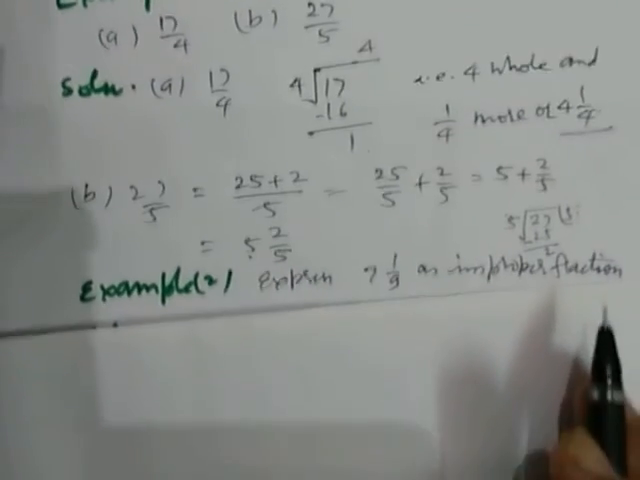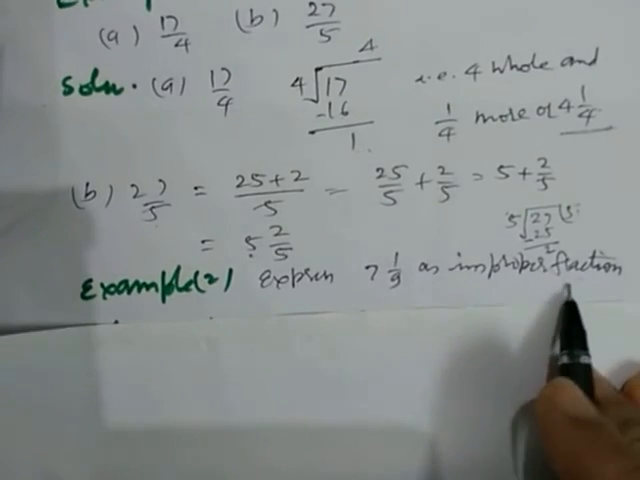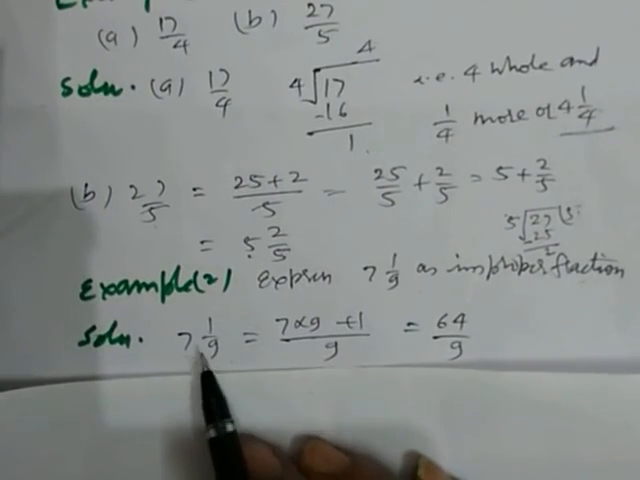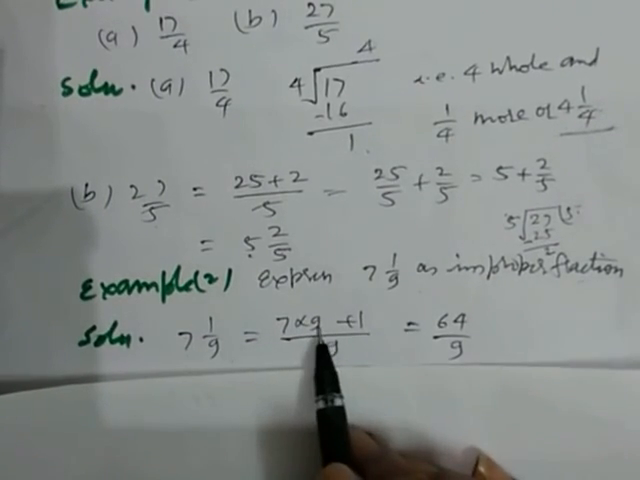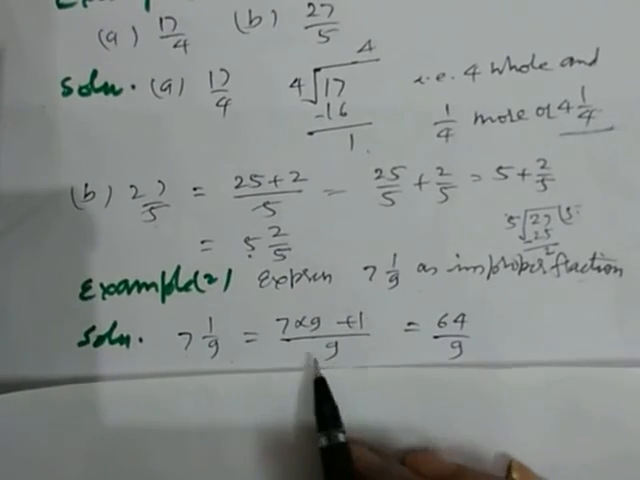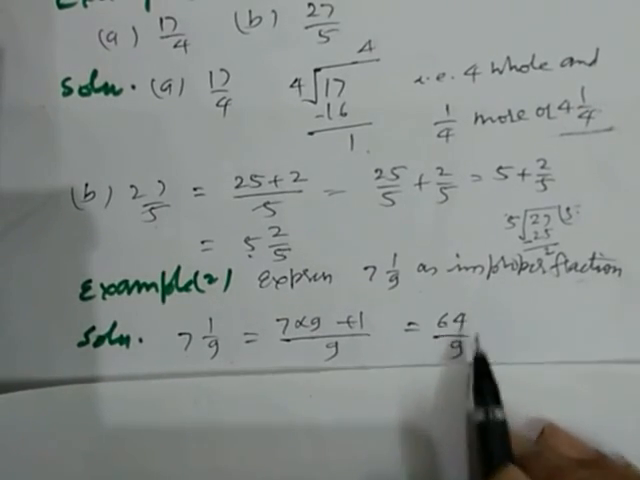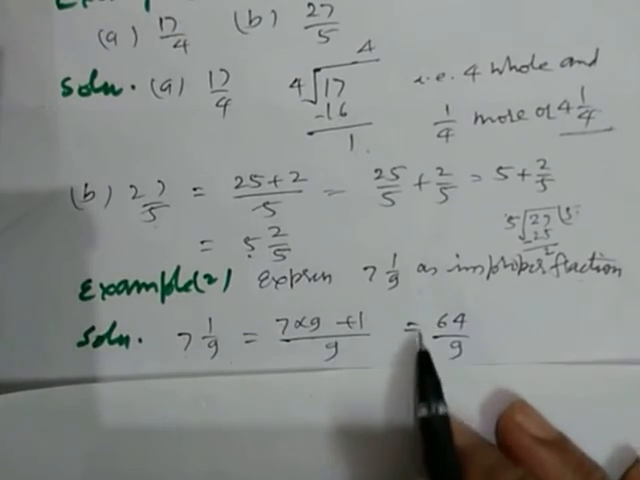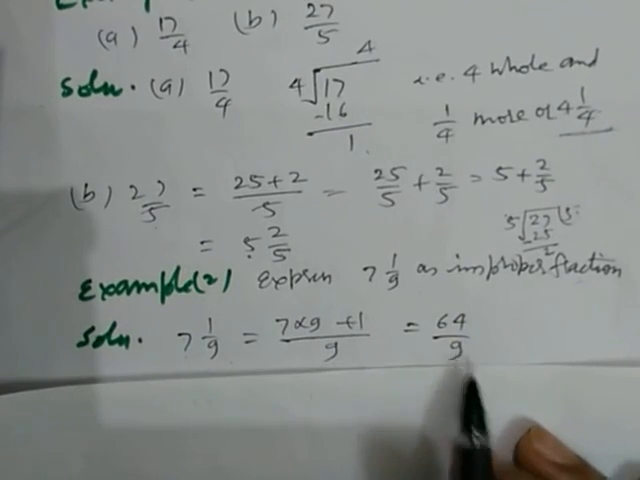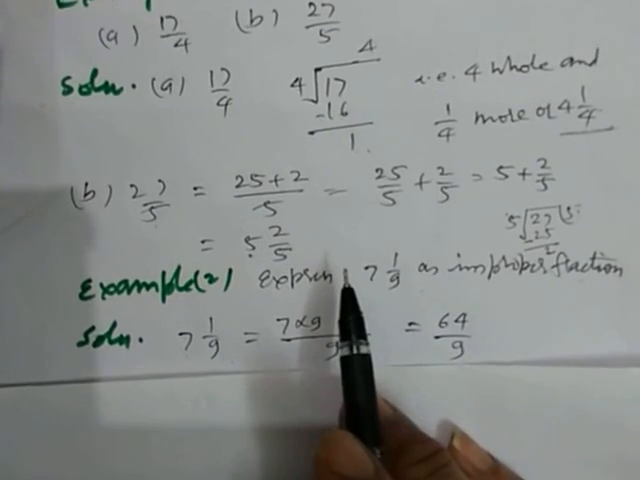Now this is the second example. Express 7 and 1 by 9 as an improper fraction. Okay. Now we take 7 and 1 by 9. What is the meaning? 7 into 9 plus 1, that is 7 into 9 plus 1 by 9. So 7 into 9 is 63 plus 1, 64, 64 by 9. So this way we can convert a mixed fraction into an improper fraction. Okay. So learn this well and solve the questions of exercise 7.1.